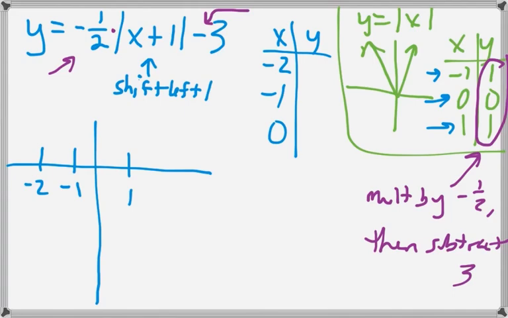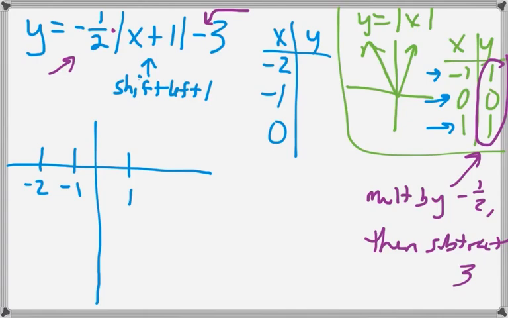So multiplying by -1/2 is going to do a couple things. It's going to do a vertical shrink because 1/2 is less than 1. And because it's a negative, that's going to do a reflection as well. So you can think of -1/2 basically as -1 times 1/2. So that's why we get both a reflection and a shrink. And then the -3, of course, is going to shift it down 3. So it kind of helps to know what to expect so that you know at the end if your graph looks like it should.